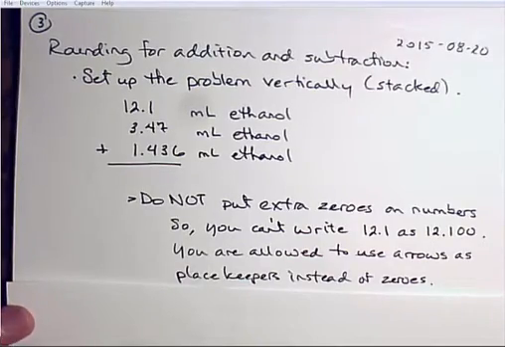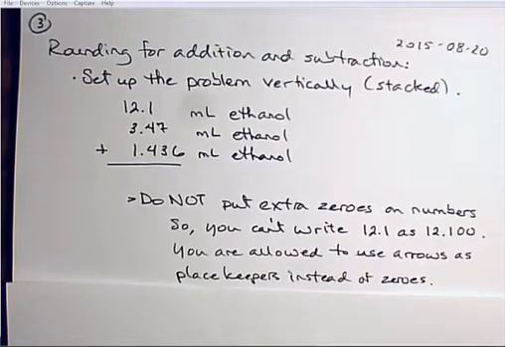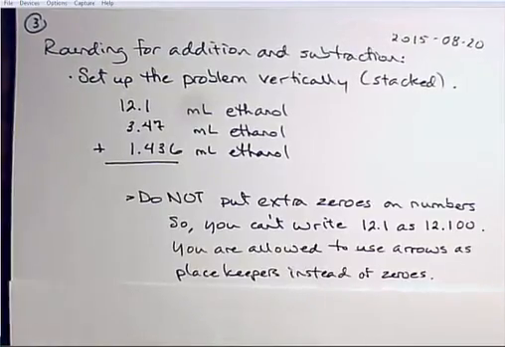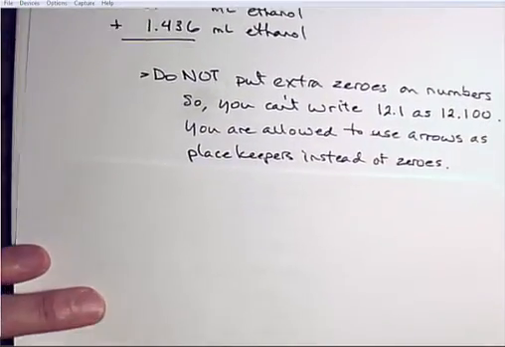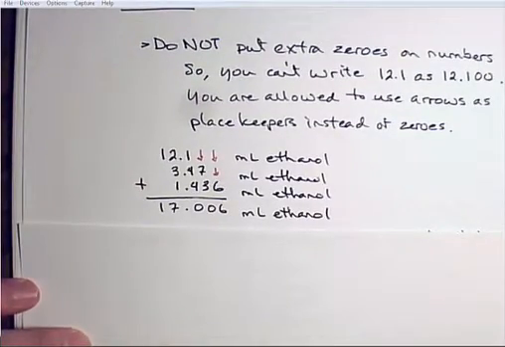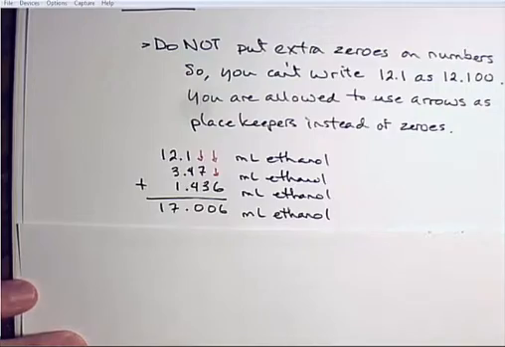You are allowed to use arrows as placekeepers instead of zeros, because arrows won't be read as numbers or digits. Okay? So let's see what that would look like if we put some arrows in there just to keep everything aligned properly, or nice and neat anyway. Okay? So here I put arrows in there instead of zeros.